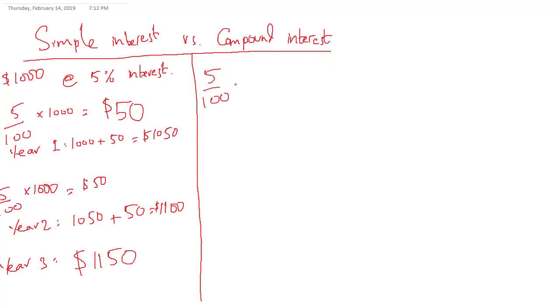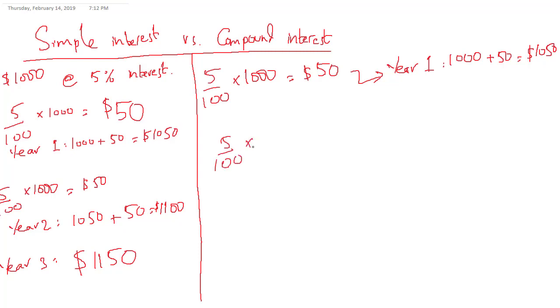Let's try this with compound interest instead of simple interest. You start with the same $1,000. At 5% interest, you will have $1,050 by the end of year 1. This is where things get interesting. For year 2, the principal amount you use will not be $1,000. Instead, it will be the total amount from the previous year.